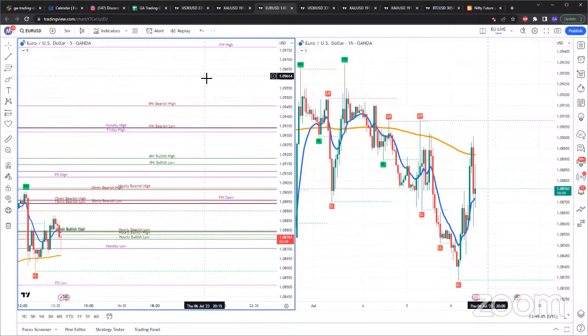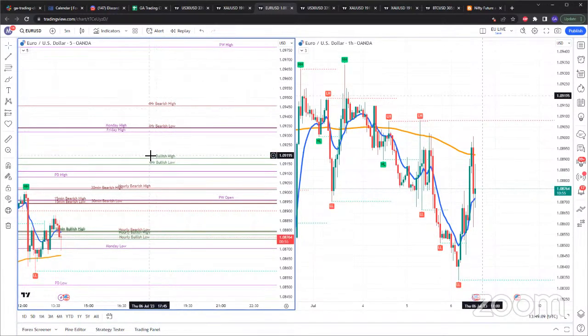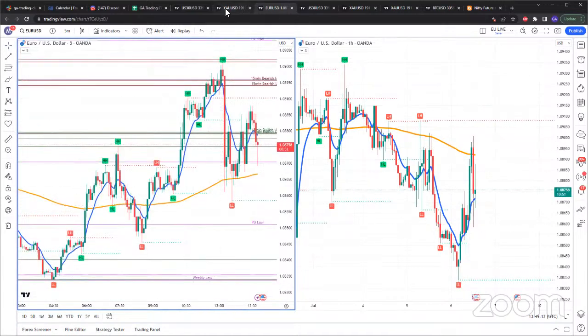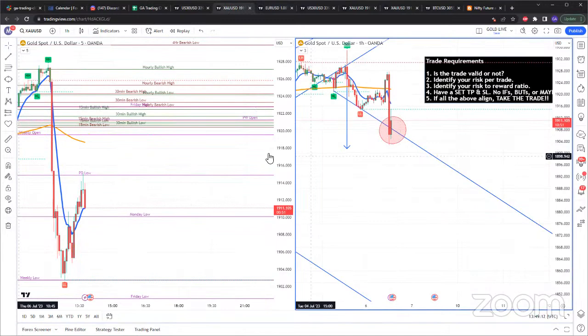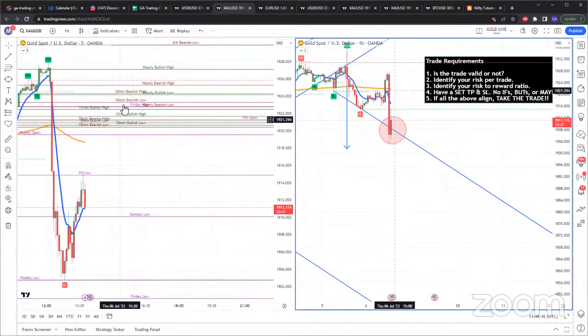We also have a 4-hour bearish high and low. That's the issue with a consolidating market. You'll find opposing order blocks around the same area. So again, I'm not looking to trade EU today. Yeah, so for right now, it's gold.